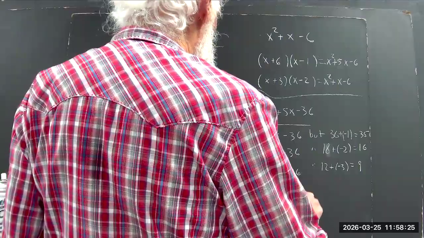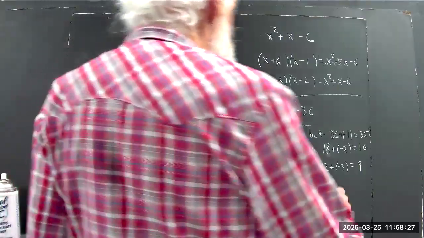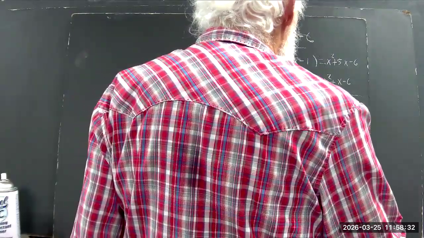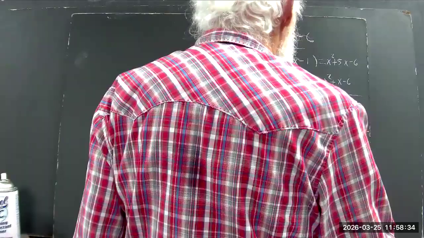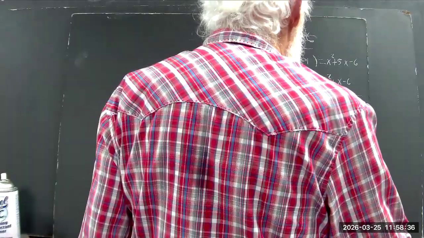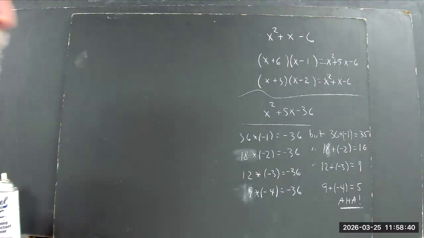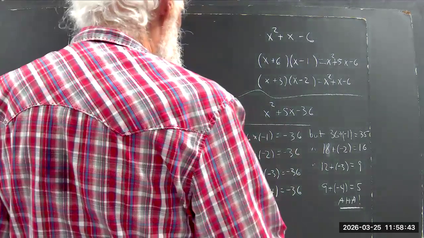9 times negative 4 is negative 36. And 9 plus negative 4 equals 5. Aha. You got it. Okay.